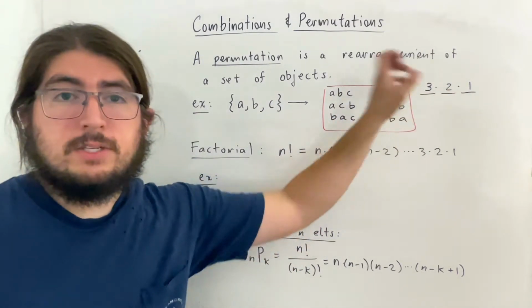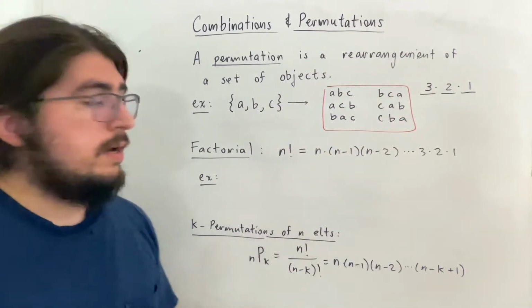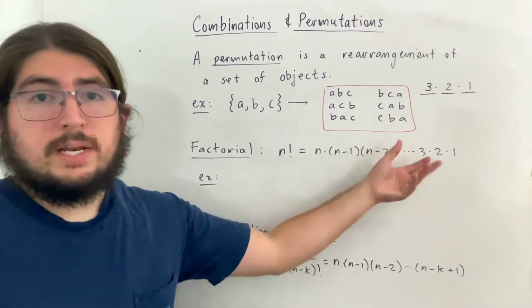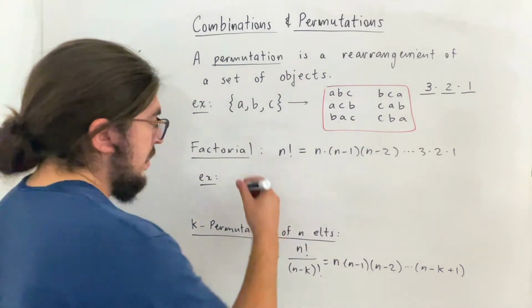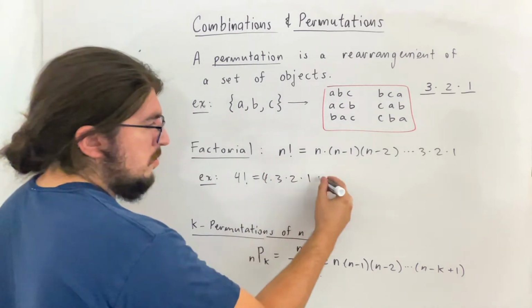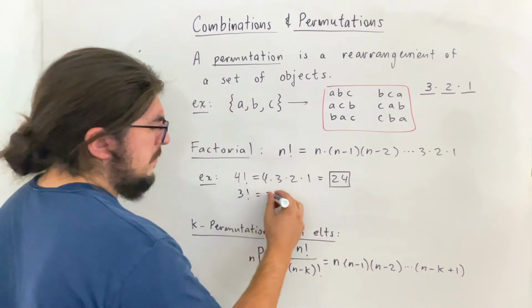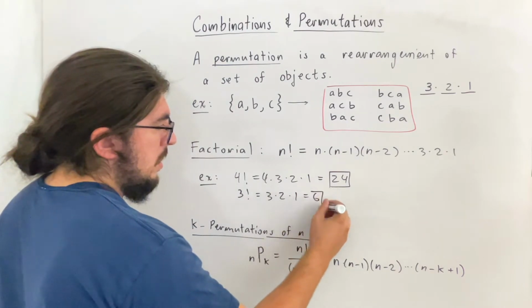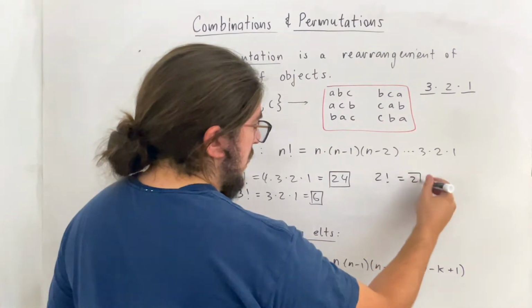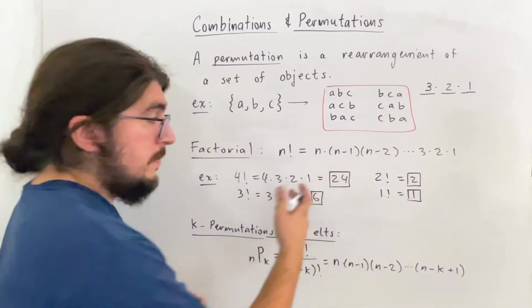Notice the pattern here is you start with the amount you have, 3, multiply by its predecessor 2, multiply by the predecessor of that, 1, and so on. In fact, n factorial is defined to be n times n minus 1 times n minus 2, all the way down to 3 times 2 times 1. So for example, 4 factorial would be 4 times 3 times 2 times 1, which is 12 times 2 times 1, which is 24. 3 factorial would be 3 times 2 times 1, which is 6. 2 factorial is 2. 1 factorial is 1. Just to name a few. I'm not going to write it, but 5 factorial ends up being 24 times 5, which is 120.